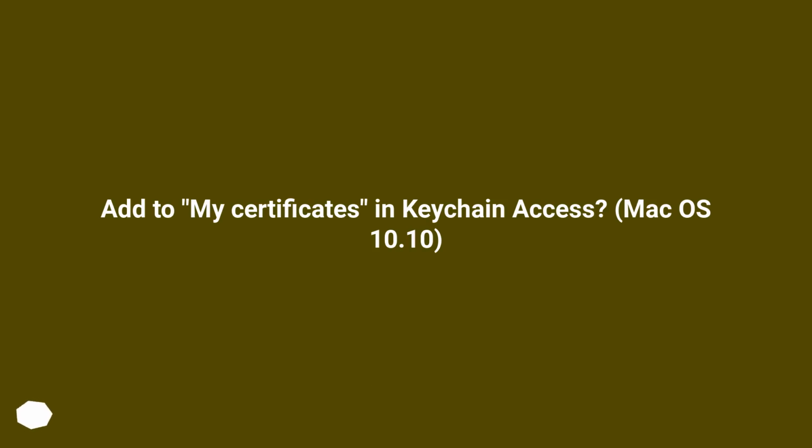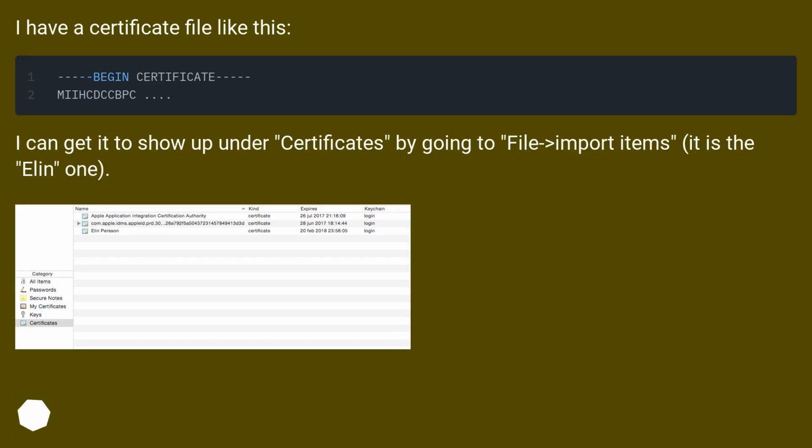Add to my certificates in Keychain Access, macOS 10.10. I have a certificate file like this. I can get it to show up under certificates by going to File, Import Items. It is the LN1.